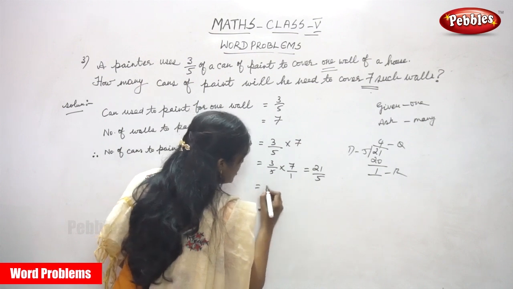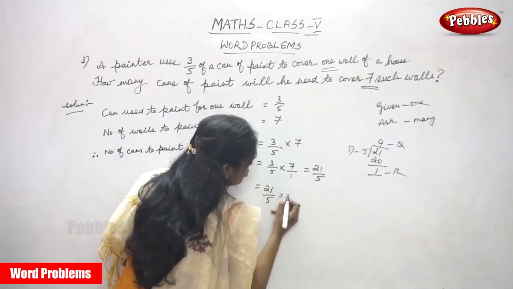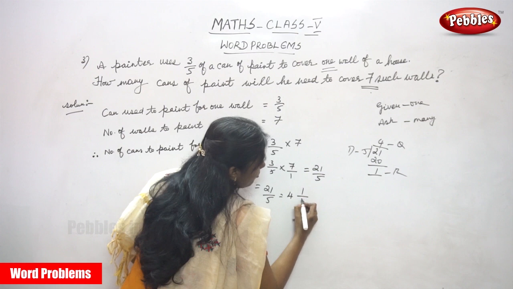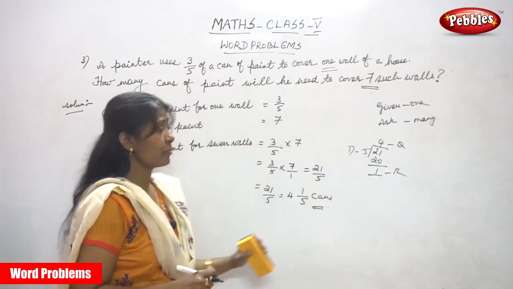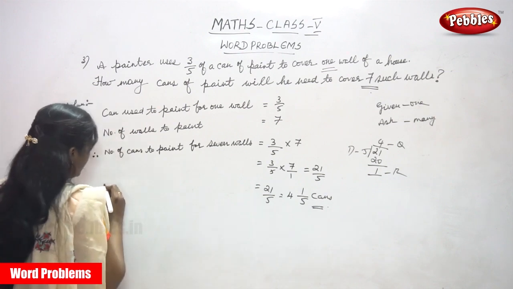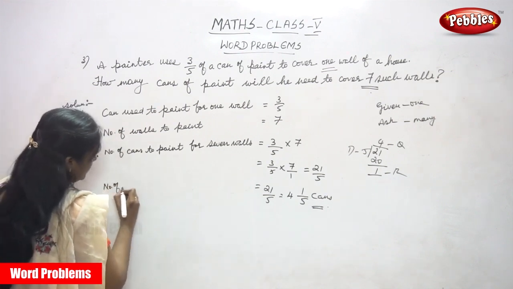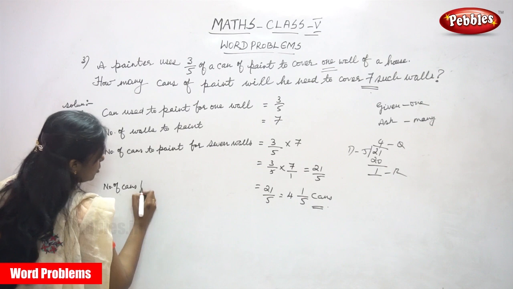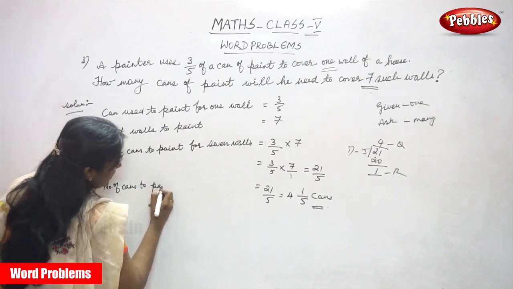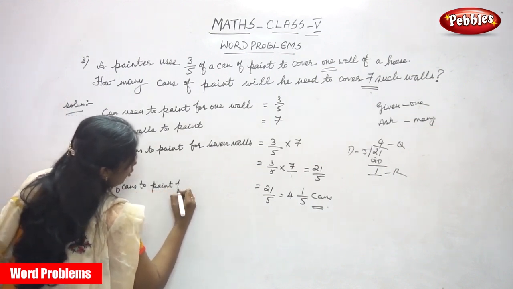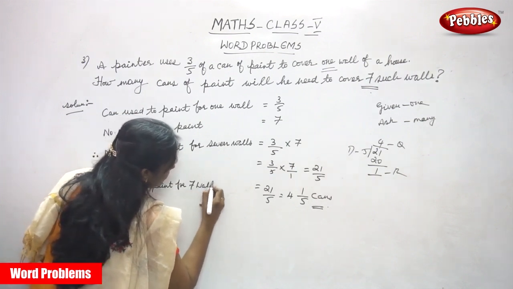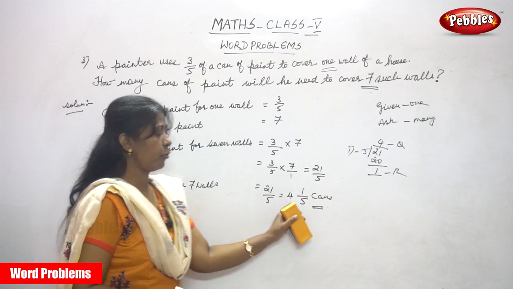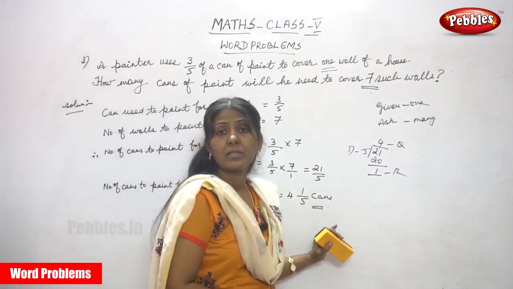So the answer 21 by 5 becomes 4 1 by 5 cans. This is the exact answer for the question. So again you have to write number of cans to paint for 7 walls is equal to 4 1 by 5 cans. Understood?